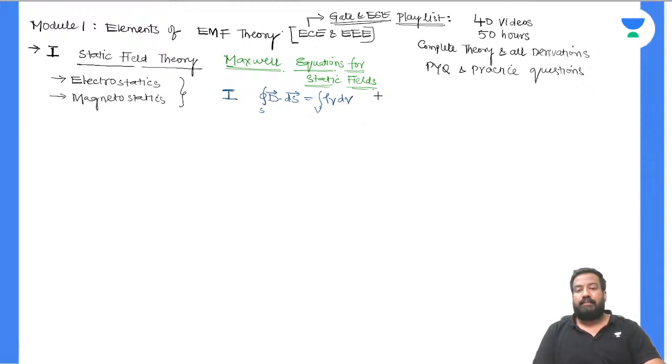And differential form: del dot D is equal to rho v.